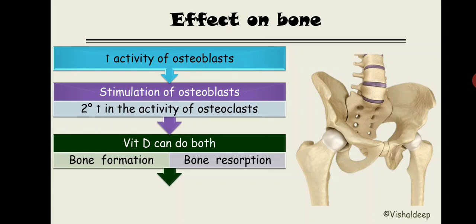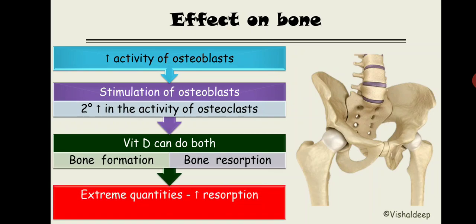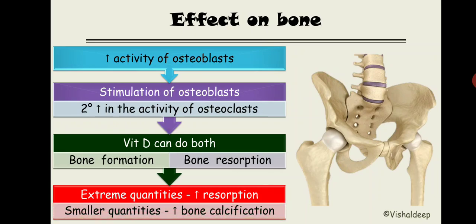Now, whether bone formation or bone resorption increases will depend on the quantity of vitamin D in the circulation. If the quantity of vitamin D is extreme in the circulation, it will increase bone resorption. If the quantity is smaller, then it will increase bone calcification.